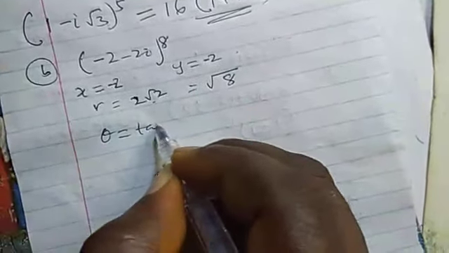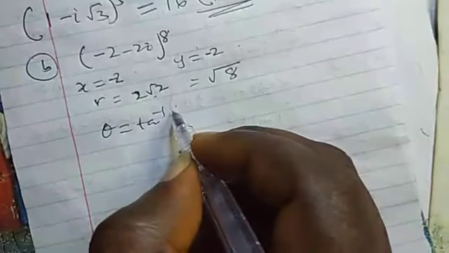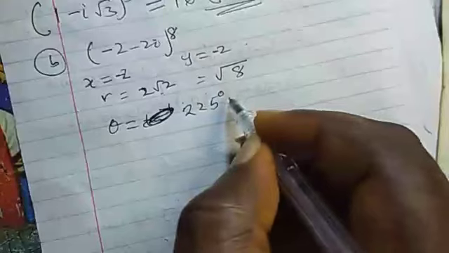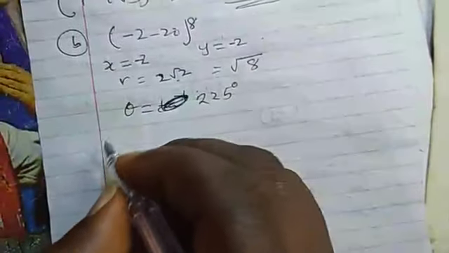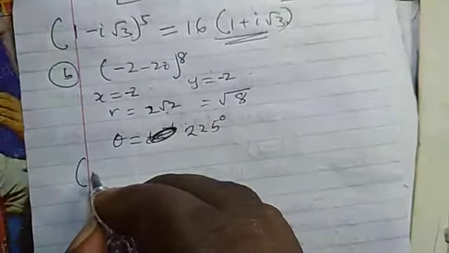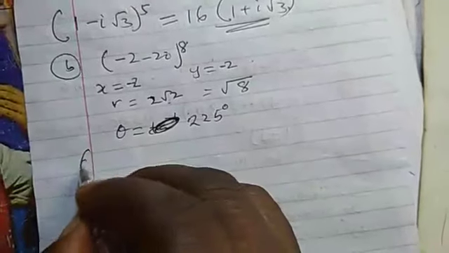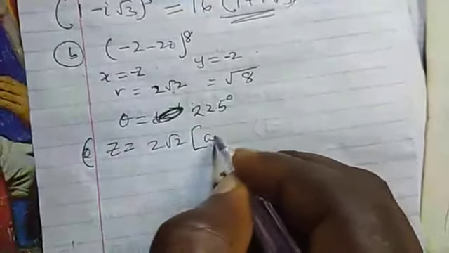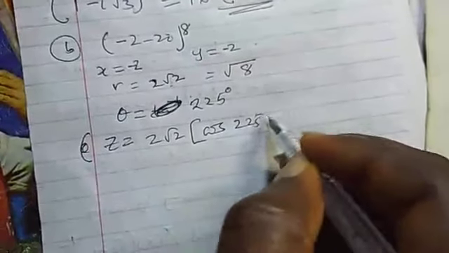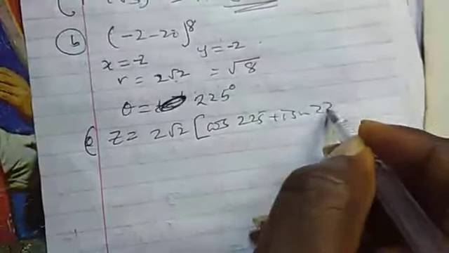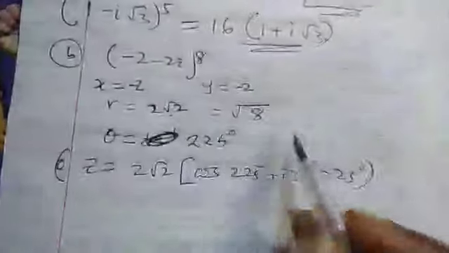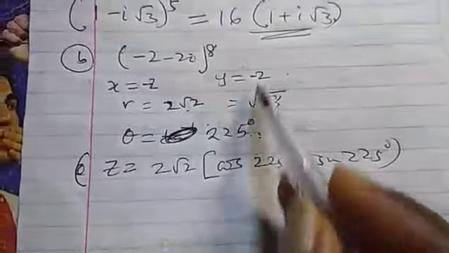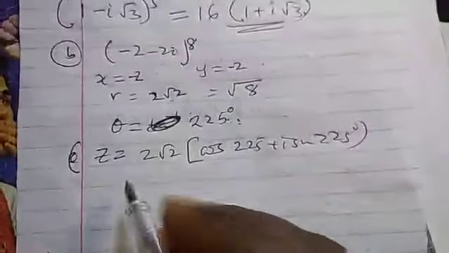Our theta, I've done that before. It's 225 degrees. So in that case, our z is equal to 2 root 2 into cos 225 plus i sin 225. If I give you this, you don't need to jump it. You need to tell me how I got all this.